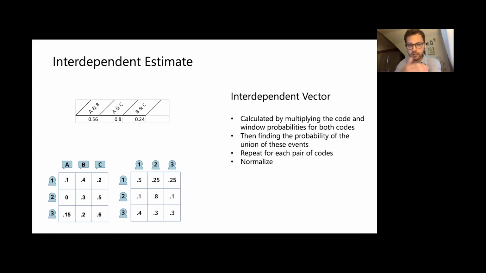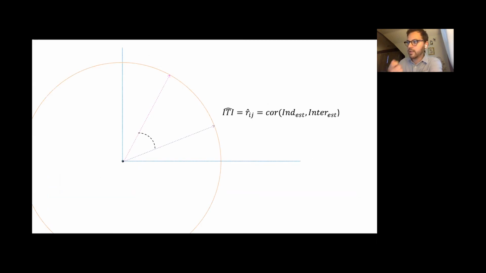So then we can normalize that and repeat that for all the pairs of codes that we have. And then we're done with this estimate. So what we can do now that we have an estimate of the independent vector and the interdependent vector is correlate those just like we did before to get this estimated ITI.